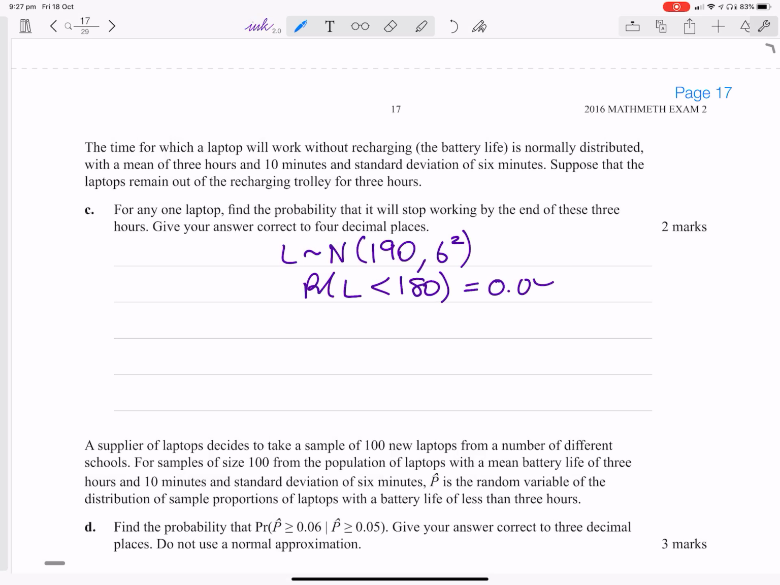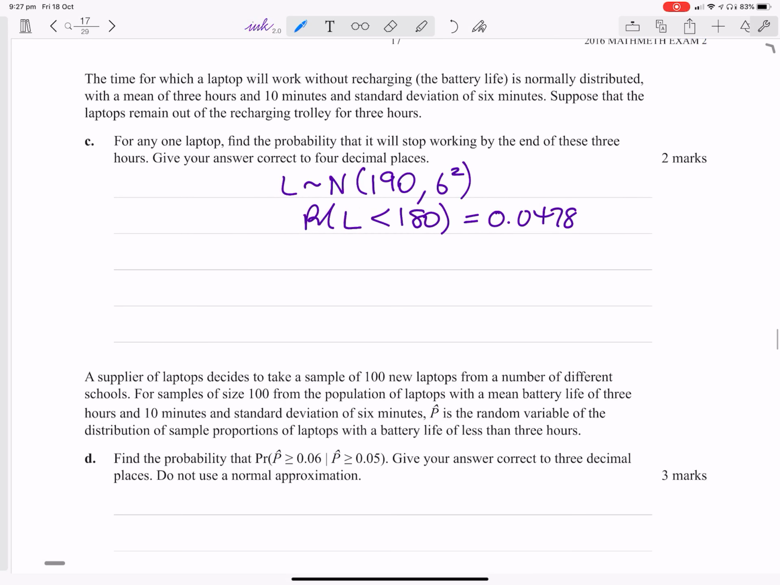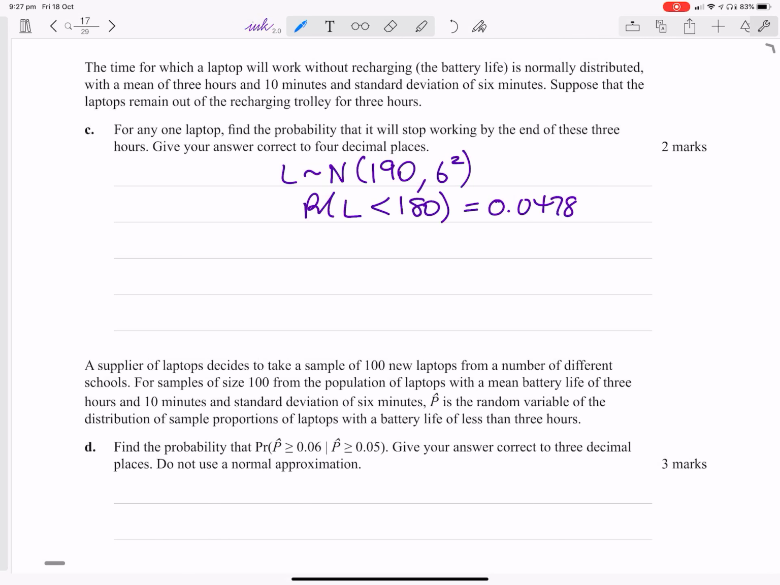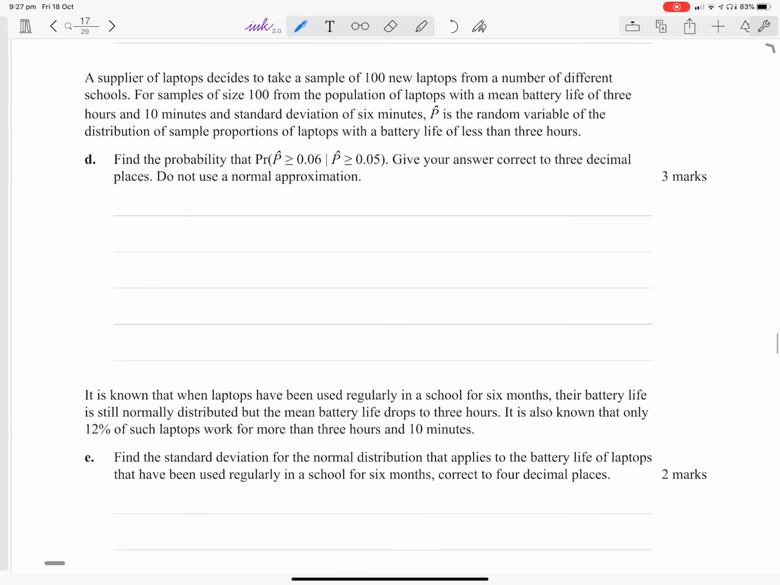Don't forget, they change the decimal places regularly, which is a bit of a pain. So 0.0478.